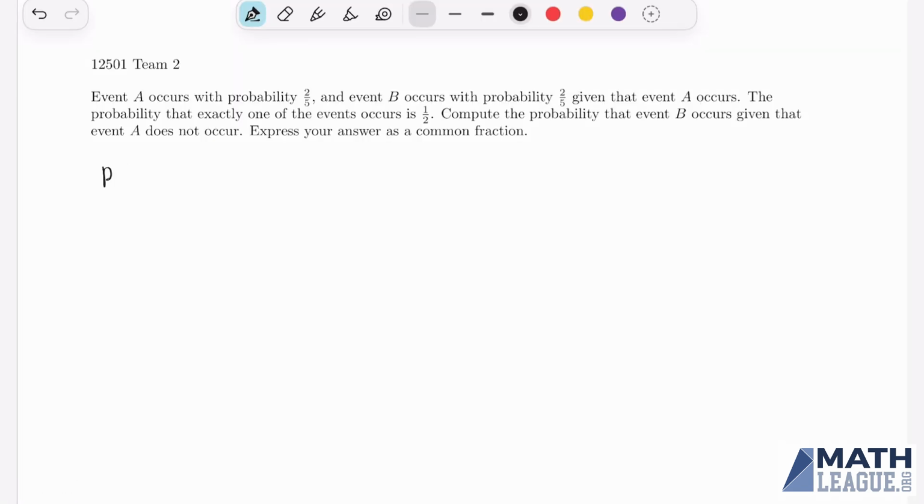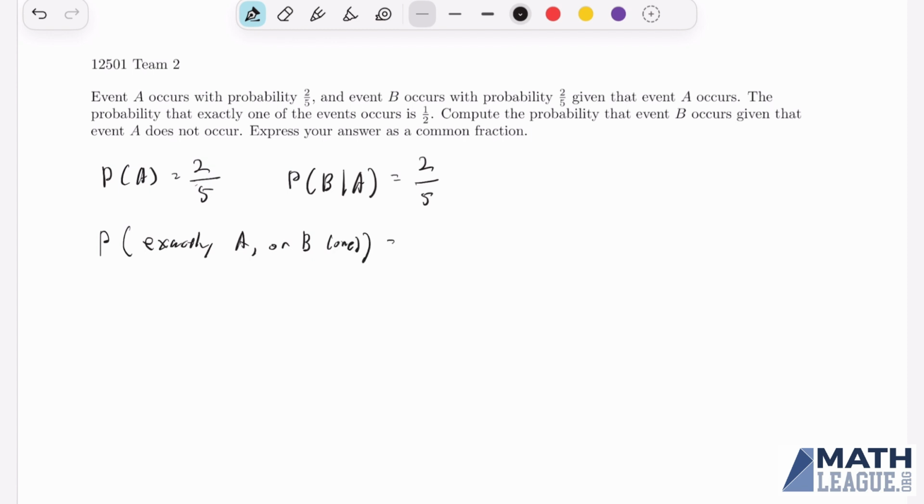So, the probability of event A occurring is 2/5, and the probability that event B occurs given A occurs is 2/5 also. So we have to find, first of all, the probability that exactly one of A or B occurs, which is 1/2.